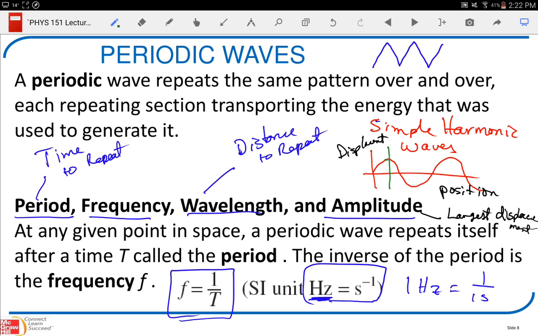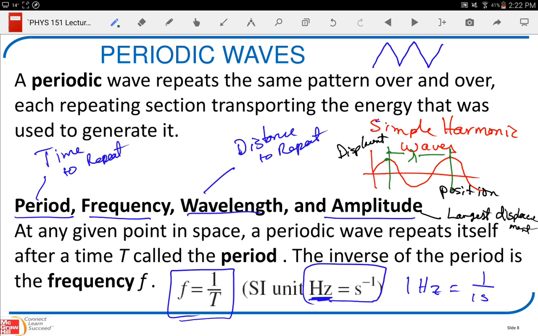This is the amplitude. If it's going to repeat, the next place it's going to repeat is when it comes back up to that maximum amplitude. So that would be here. So this is the wavelength, and we use the Greek L, lambda, for wavelength.